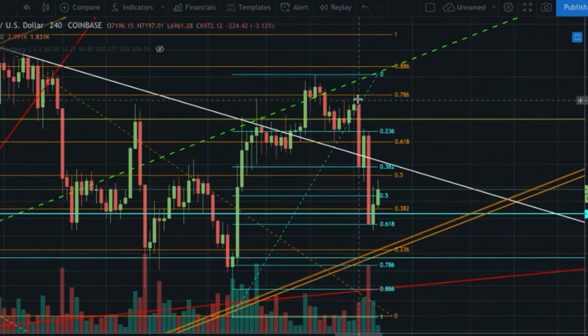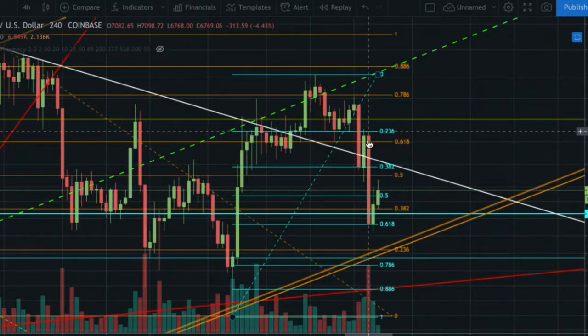And then we got the bounce back up to the 786 with the wick again, pay attention, with the wick again to the 786. Then we came down here, and look, the wick got to the 0.5 in orange, but the close is right at the 382 in blue. And then we come back up here, same exact thing, close at the 236.